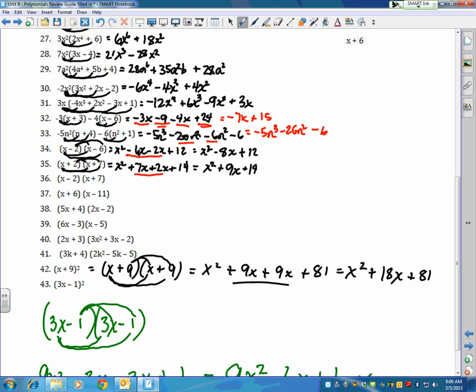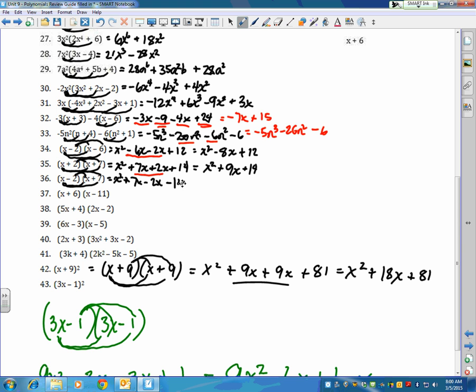Now, the idea behind FOIL or double distributive is that you need everything in the first set of parentheses to multiply by everything in the second set of parentheses. So you're going to have 4 different multiplications here because you have 4 terms. All right, so let's get on with it. X times x gives us x squared. We have x times 7, which is 7x. Sorry, my plus sign doesn't look like a plus sign. There we go. Negative 2 times x is negative 2x. And negative 2 times 7 is negative 14.